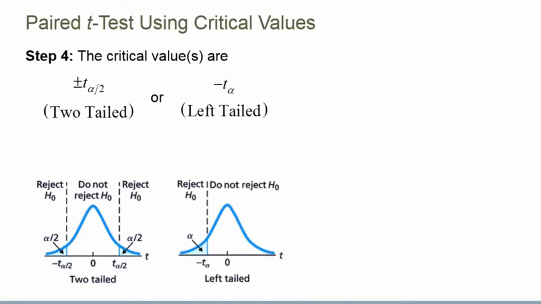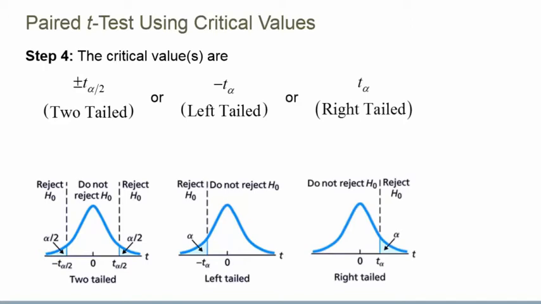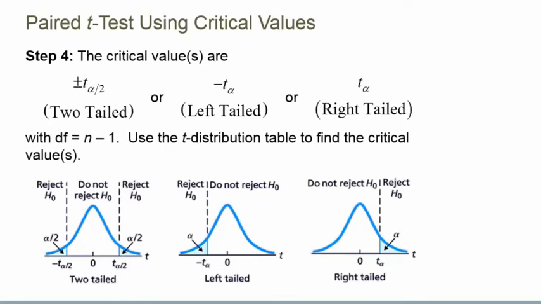Or negative t sub alpha, left-tailed. For a left-tailed test, the rejection region is to the left of negative t sub alpha, with the rejection area being alpha. Or t sub alpha, right-tailed. For a right-tailed test, the rejection region is to the right of t sub alpha, with the rejection area being alpha. With degrees of freedom equal n minus 1. Use the t-distribution table to find the critical values.